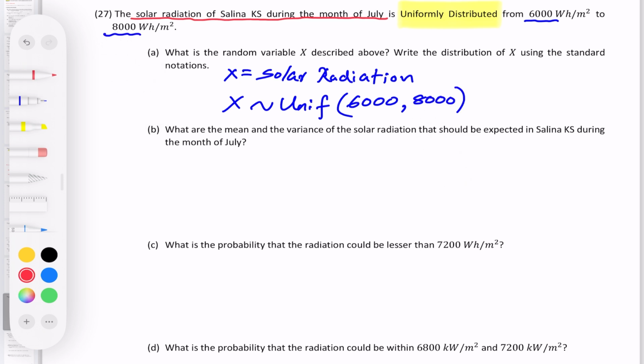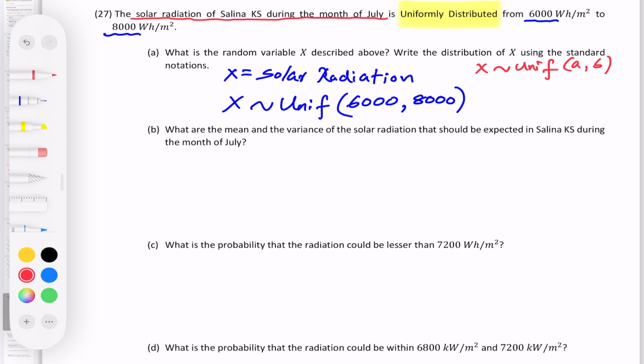Please note that if you have a random variable x which is uniformly distributed, say from A to B, the standard notation is we write it as x is distributed uniform A, comma, B, where A and B are given in the question. For this example, A equals 6,000 and B equals 8,000.